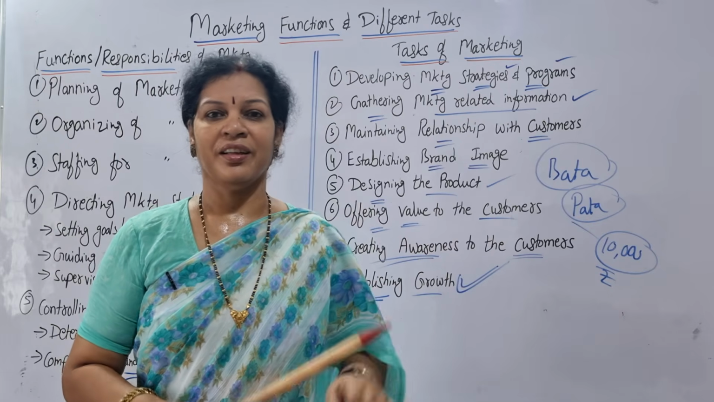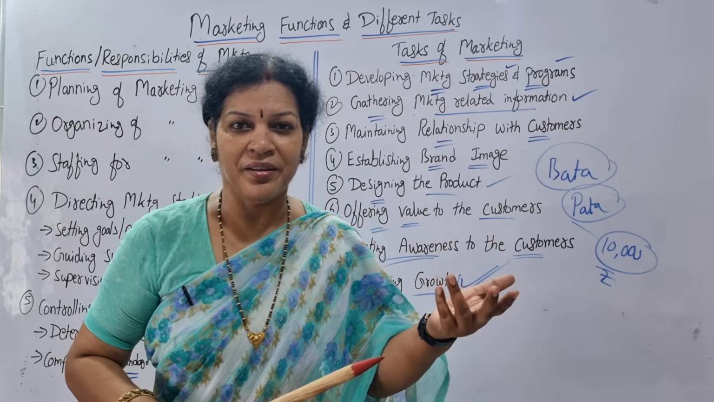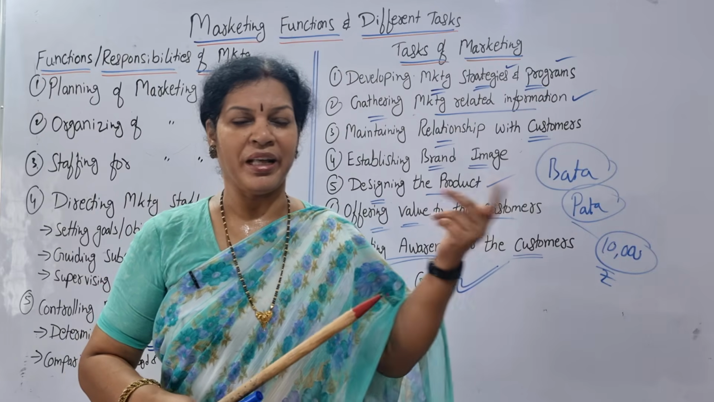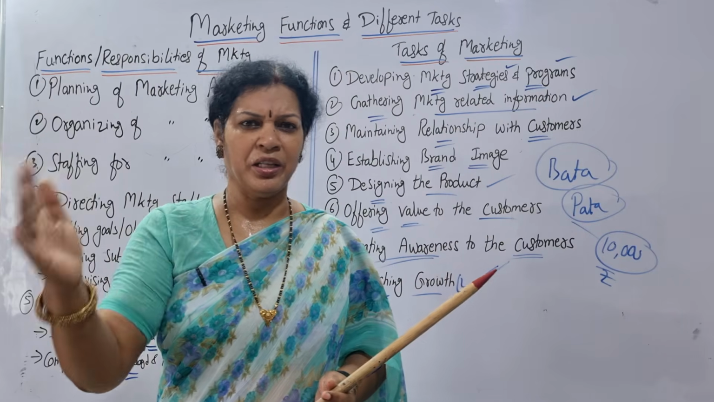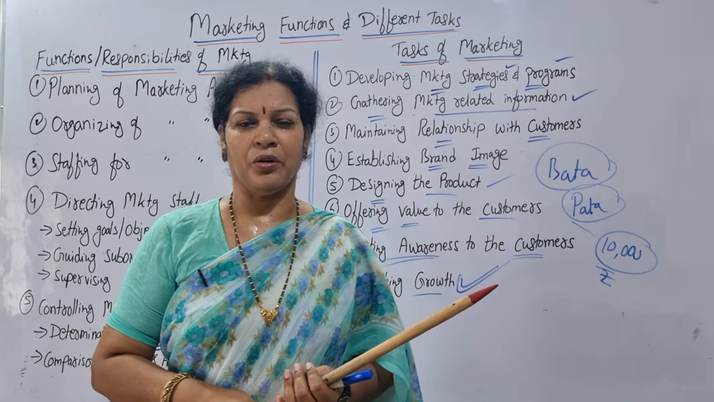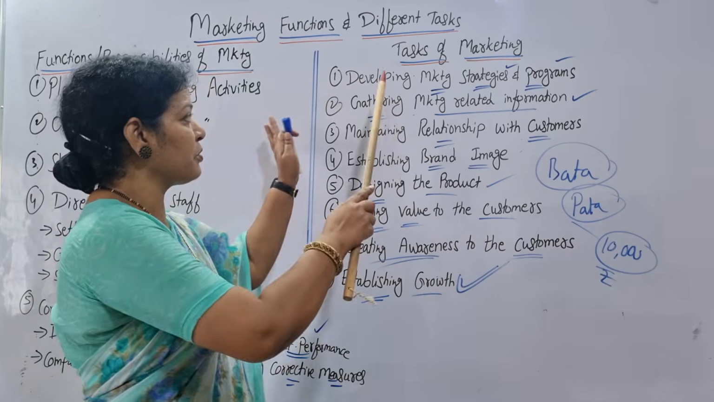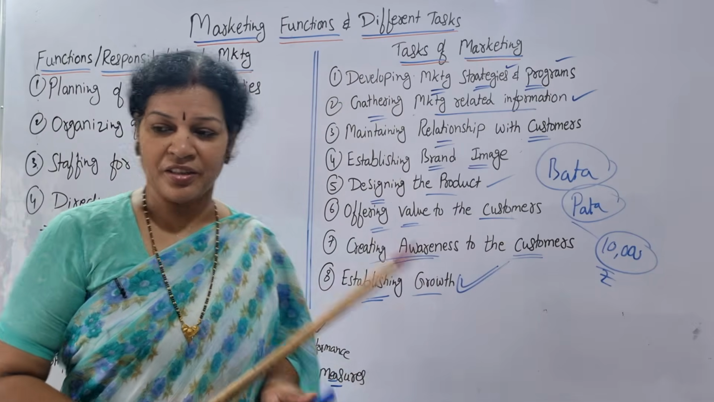If growth is there, then they'll be very happy. If growth is down, why? What is the reason behind it? Now what action can we take? There are many questions they can raise, answers also they have to find. So these are the main tasks of marketing. Am I clear? Tasks we have discussed, total 8. Take a screenshot.